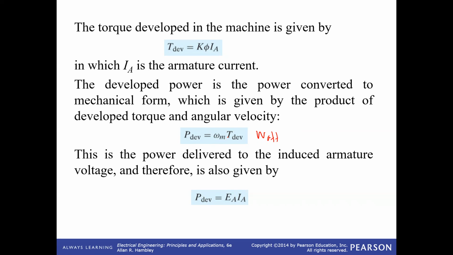In another way, you can also compute the power developed by the motor by using this equation: EA, which is the back EMF, multiplied with the current IA. So actually, this is similar to omega, the speed of the motor, multiplied with the torque of the motor.